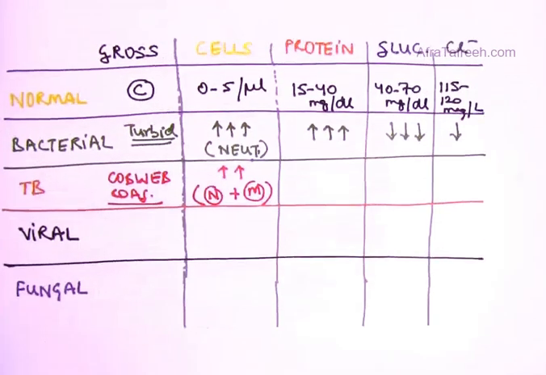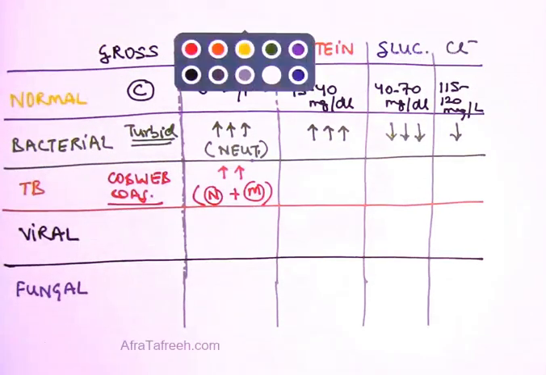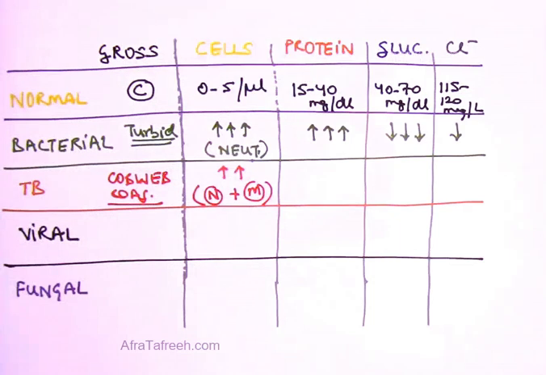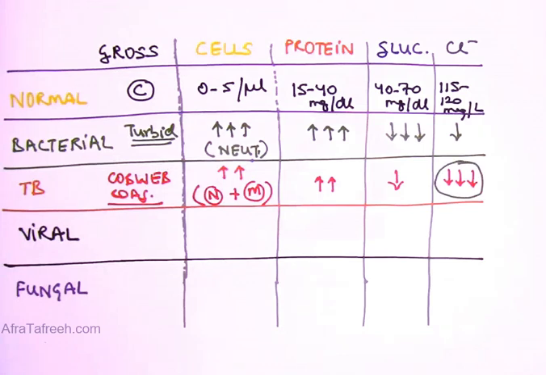Looking at the other parameters seen in these patients, patients suffering from tubercular meningitis are going to have elevated levels of proteins, but they are not as elevated as you would expect to see in case of standard bacterial meningitis. Glucose levels are going to be reduced, but only mildly. One of the most characteristic findings that we see in a patient suffering from tubercular meningitis happens to be drastically reduced levels of CSF chloride.